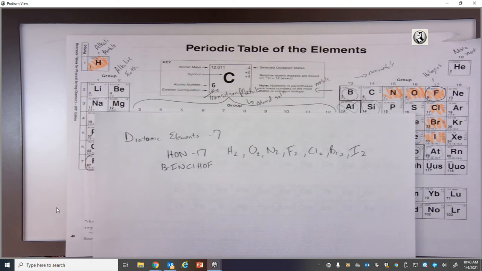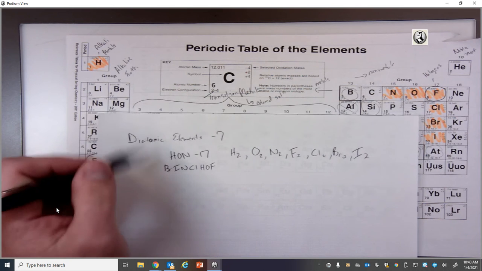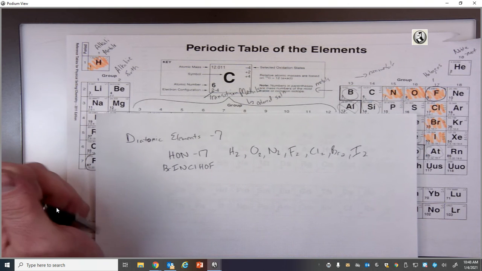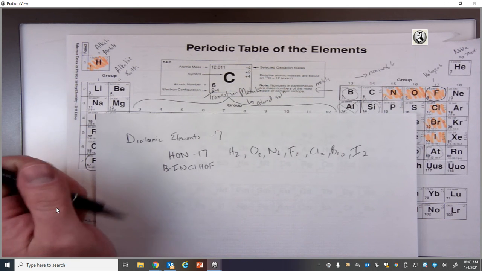B-R-I-N-C-O-H-O-F. Basically, the first letters of all the elements. There's also "have no fear of ice cold beer." That's more important for next unit, but I will guarantee you it's going to be on the test on Wednesday. So make sure you know them.